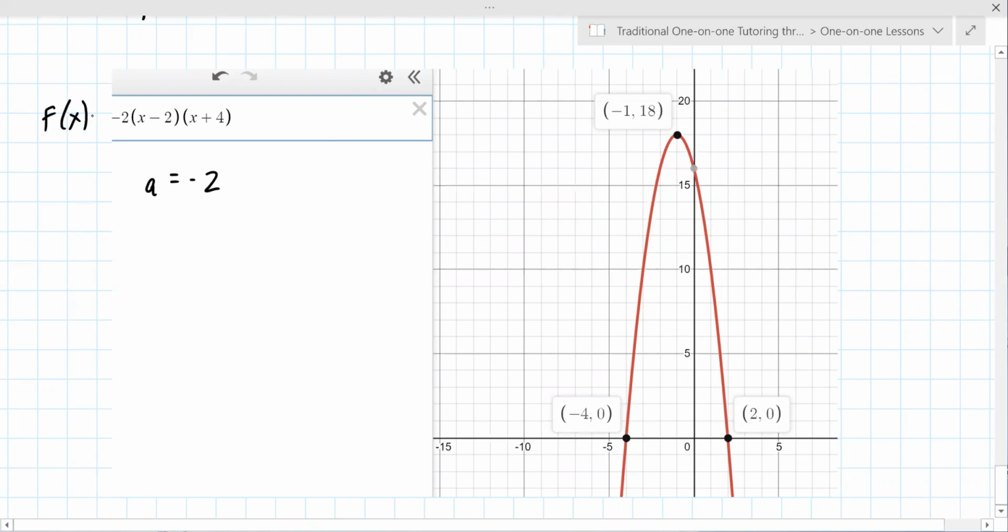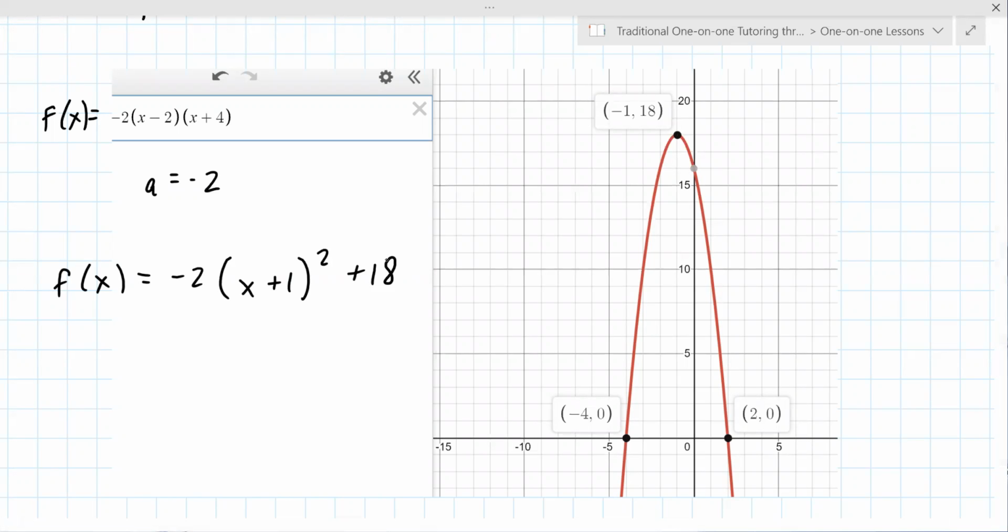this is your factored form. And then your vertex form would be a is negative 2, (x plus 1) squared because of that one, plus 18. All right. Now, I should caution you that a is not always 1, but maybe it is for your exam.